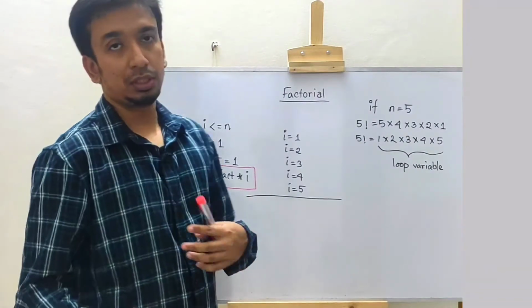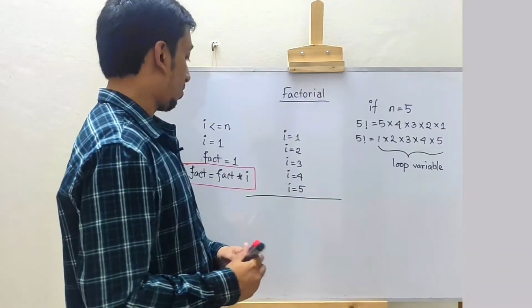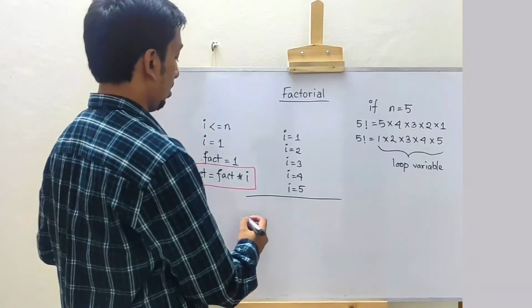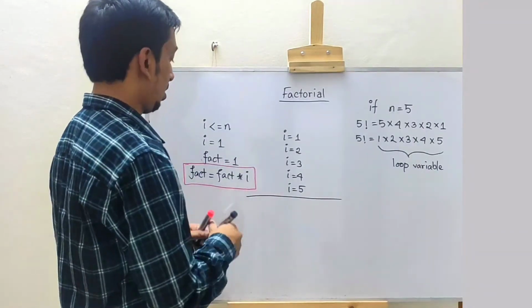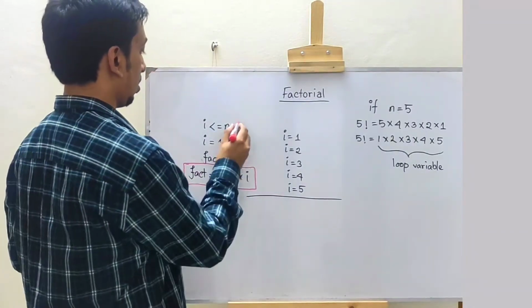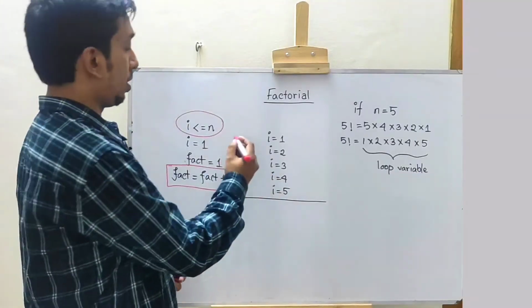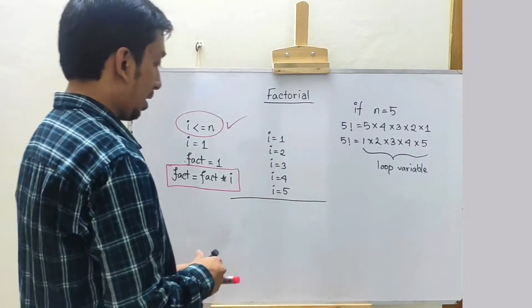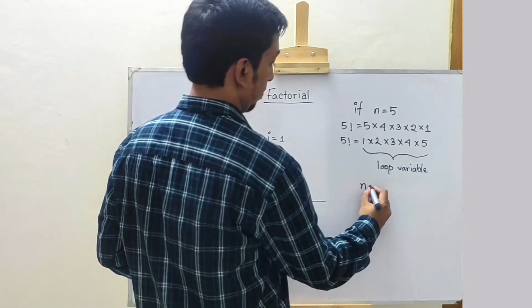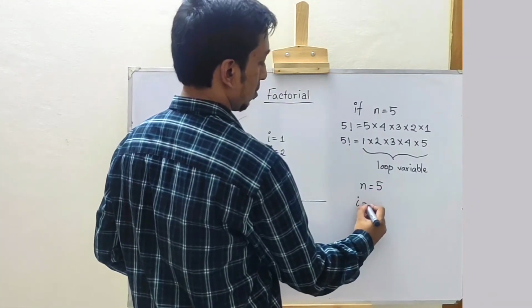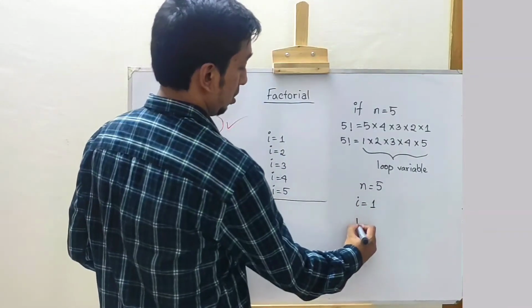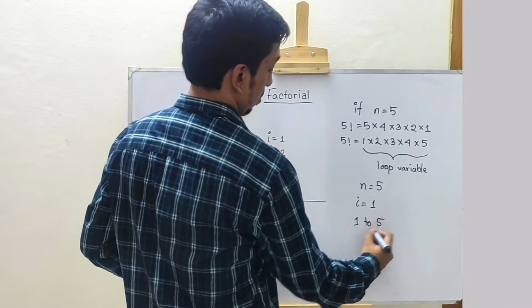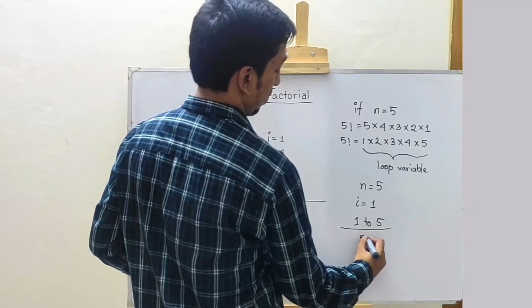So we have to increase the value of I by 1 until I is less than or equal to n. So this is our condition. We have to repeat the condition I less than or equal to n. If n equals 5, then I took I is equal to 1. So 1 to 5, we have to apply this multiplication.